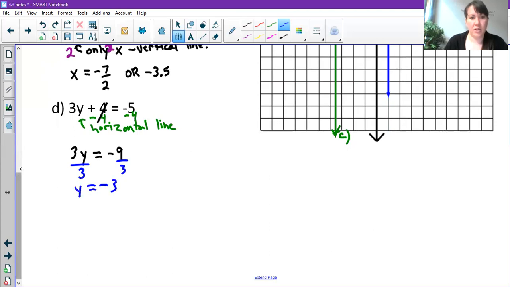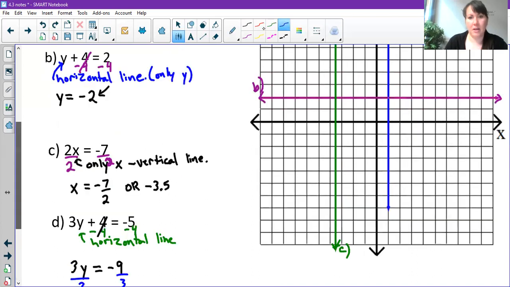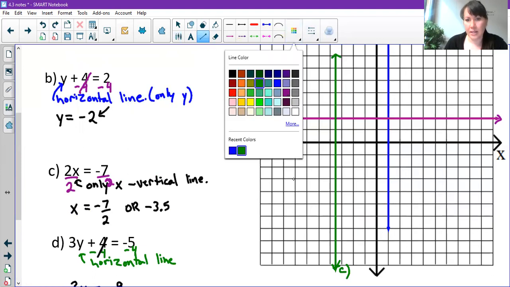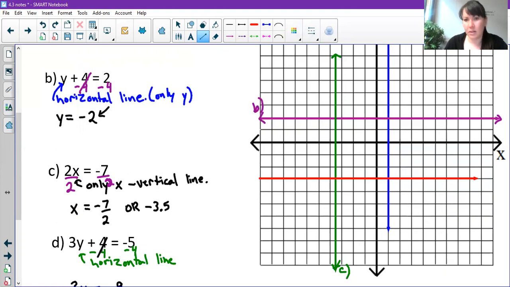So my horizontal line needs to be down here at a negative 3 for y. 1, 2, 3. And again, we're going to put arrows on the ends and label it graph D.